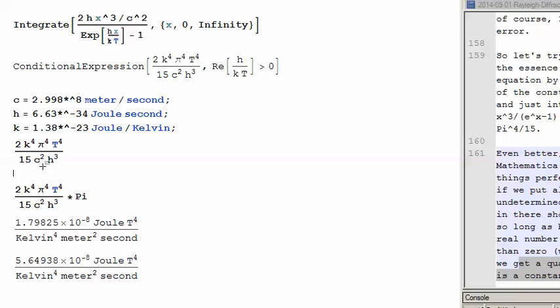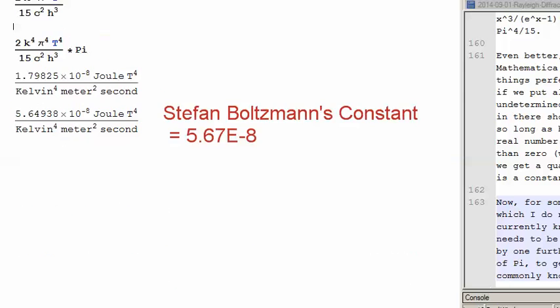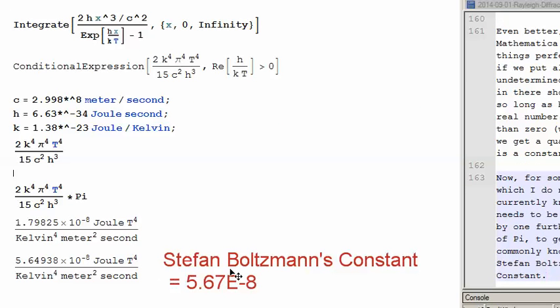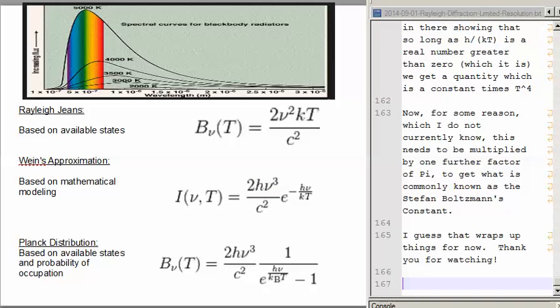c squared h cubed. Now, for some reason, which I do not currently know, this needs to be multiplied by a further factor of pi to get what is commonly known as, and which is currently referred to as sigma, or the Stefan-Boltzmann constant, 5.67 times 10 to the negative 8th joule Kelvin per meter squared second. And I guess that wraps up things for now. Thank you for watching.